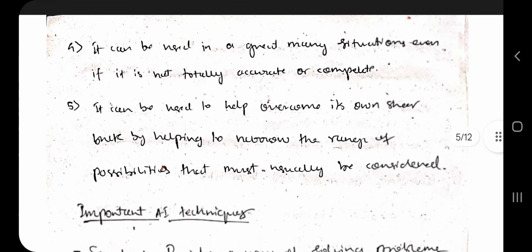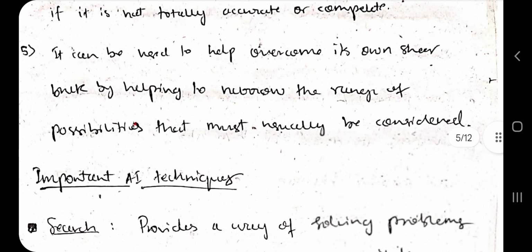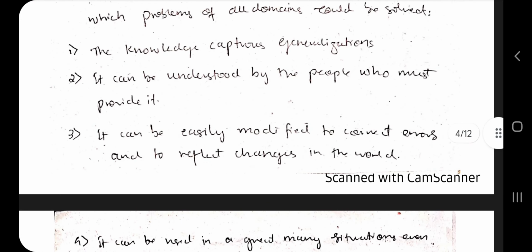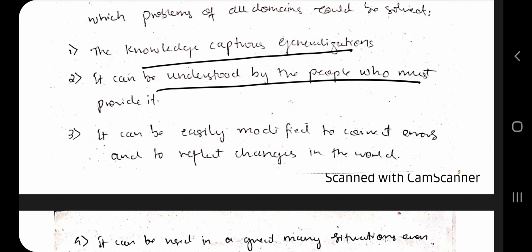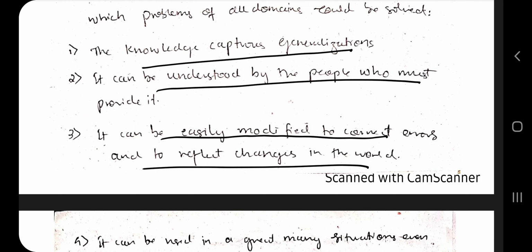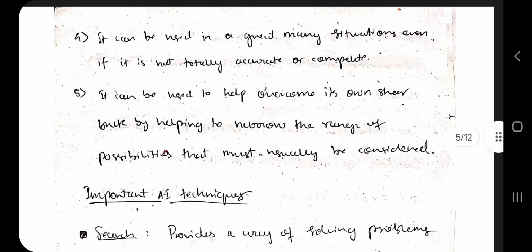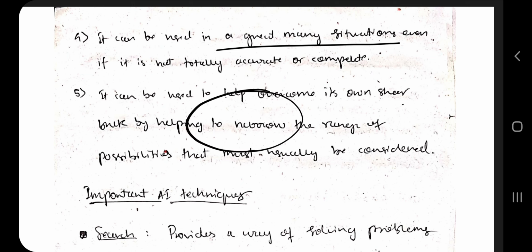If you want an answer, you should be as specific as you can be, so that it helps narrow down the range of possibilities that might usually be considered. Revising, first you need to have the generalization of whatever knowledge is given. It should be simple enough so that people might understand. It should be easily modifiable to correct errors and reflect changes in the world. It should be usable in situations even with the least amount of knowledge we have. It should be applicable, and it should be narrowed down as much as possible, so that if you follow these steps, it will be very easy for us to reach a solution using AI.